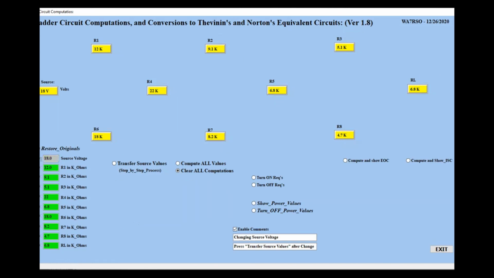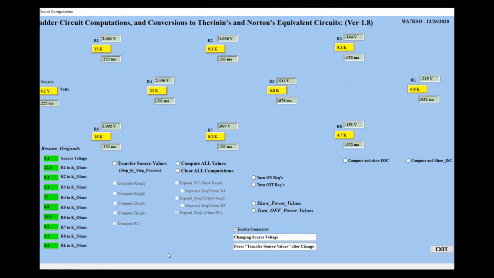I can even change this 18 volts. I can say, what would happen if I put, let's say, 9.1 volts there? I can transfer all those and recompute them, and bingo. My voltage has changed because I changed my source voltage, which is sitting over here in this area. And this is the current. So if I had a 9-volt battery sitting here, that's the amount of current coming out of that 9-volt battery until it dies.